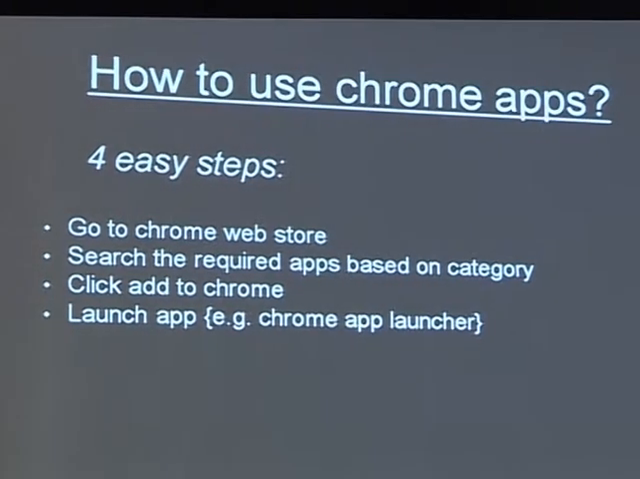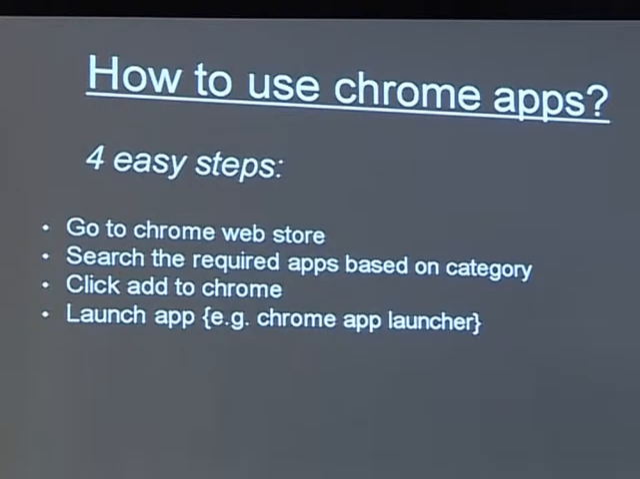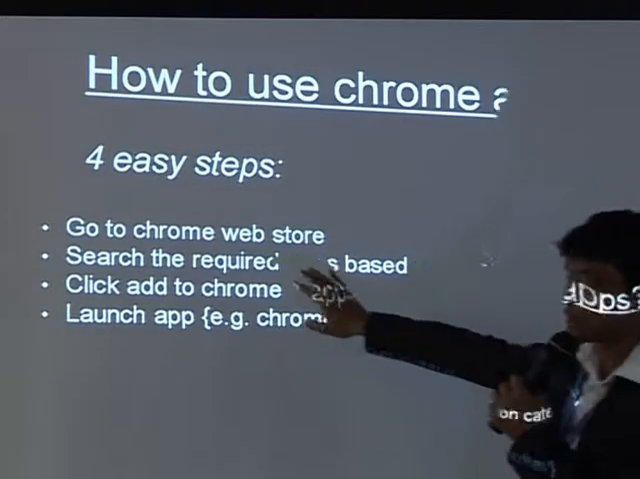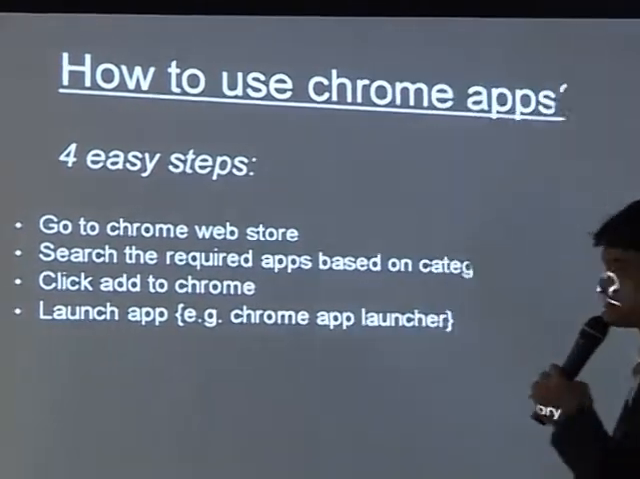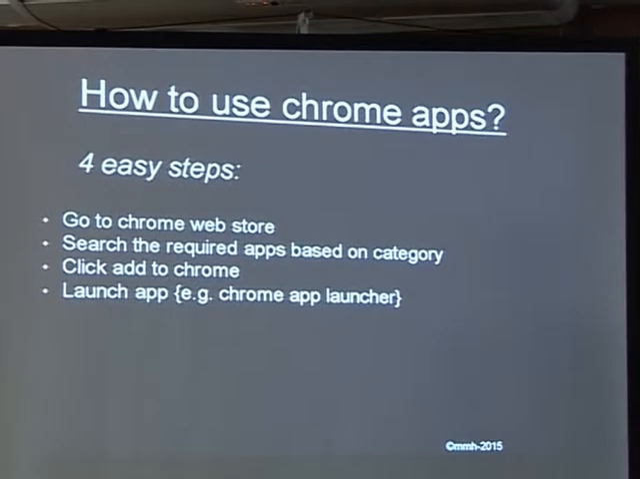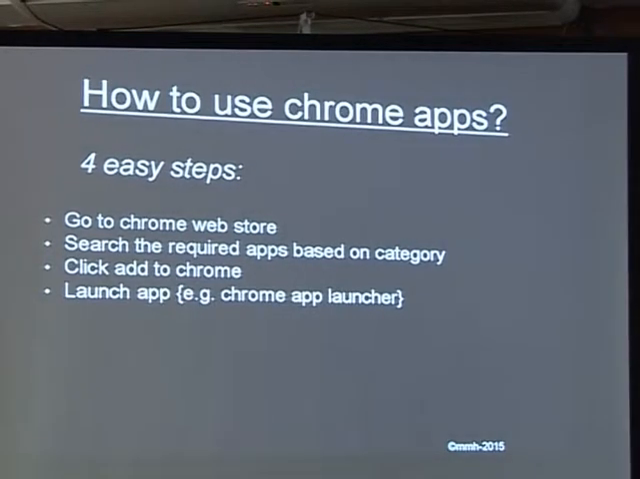So now the question is how to use Chrome applications. So we're practicing these things, how to use Chrome applications. There are only 4 easy steps. The very first time you have to go to Chrome Web Store, and then you have to start the required application. There are several categories like applications, games, educational purpose, business purpose. You have to search it categorically, and after that you have to click add to Chrome, and then it will launch the applications.